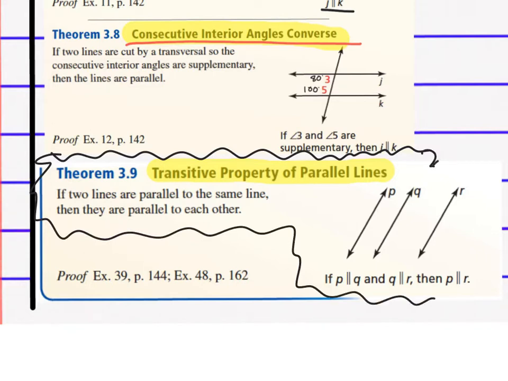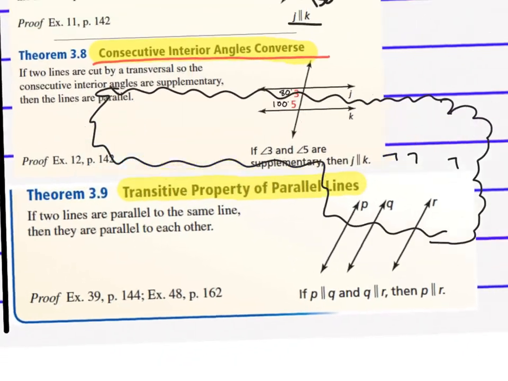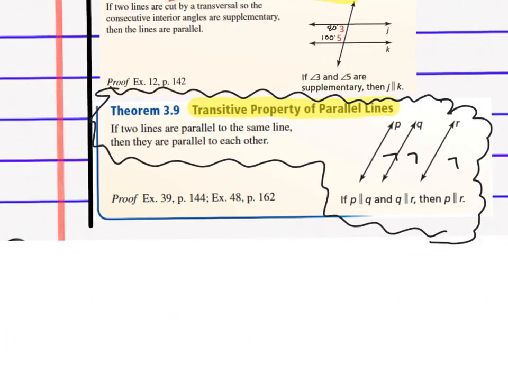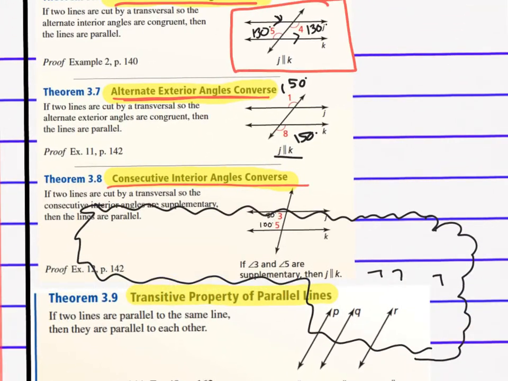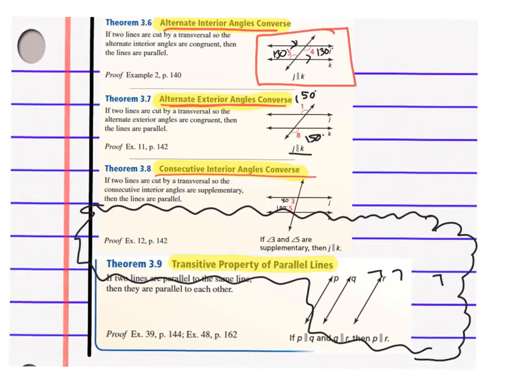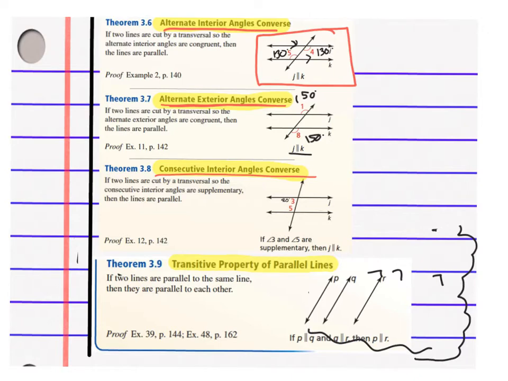Basically, it's saying if you know that P is parallel to Q and Q is parallel to R, then P and R are also parallel. Okay, let me zoom out so you can see this whole page. Sorry for the crazy lines. I'm just going to go ahead and erase this. But transitive property, I would pause the video and make sure you have that down, because that one is a little bit different and harder for people.